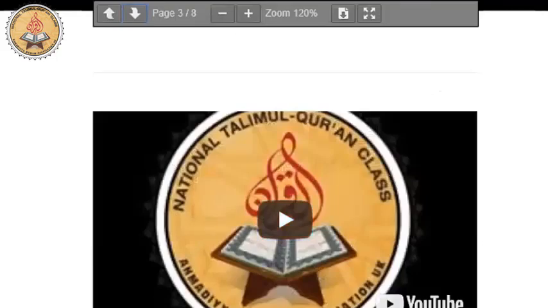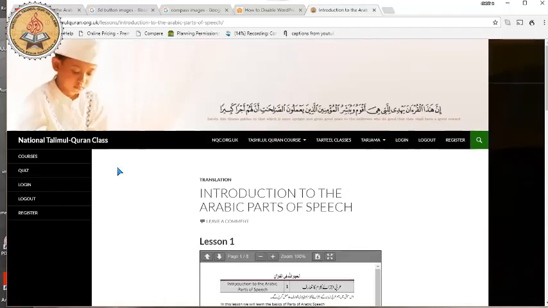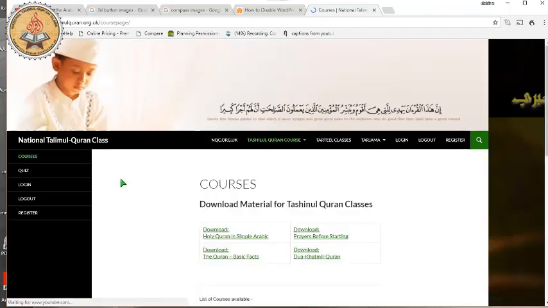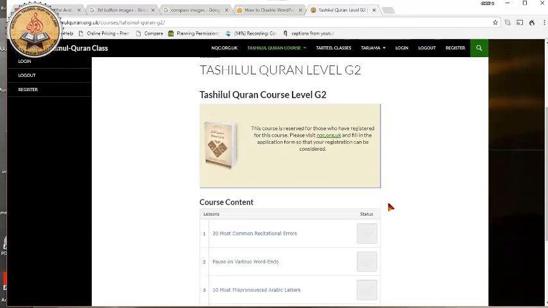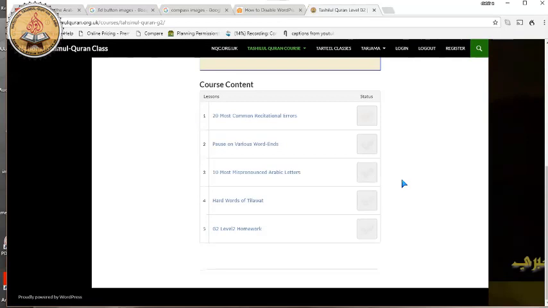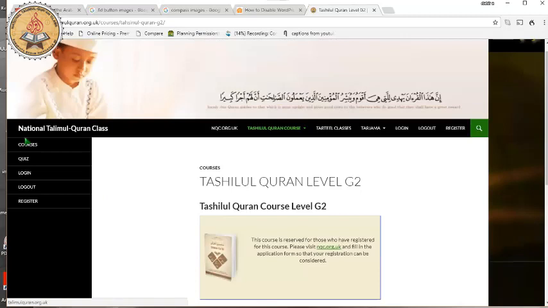If I click on the Tarjma course exercises, this will be marked and added later. To go back, it's very simple: Courses, and then click down. If you want, you can also look at the Talimul-Quran classes as well. This is the very basic foundation of learning to read the Holy Quran, and these are also available for you to download as a revision.